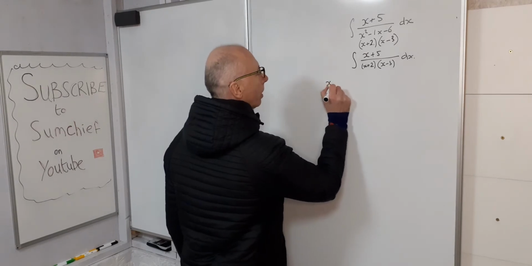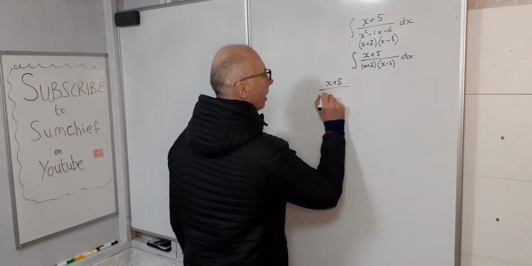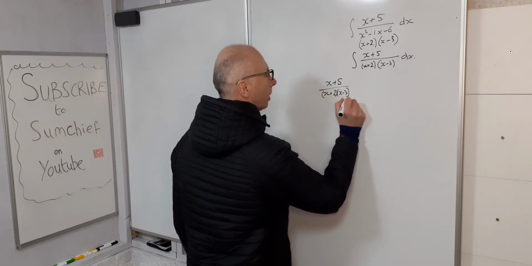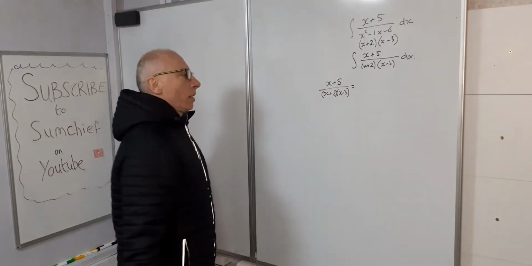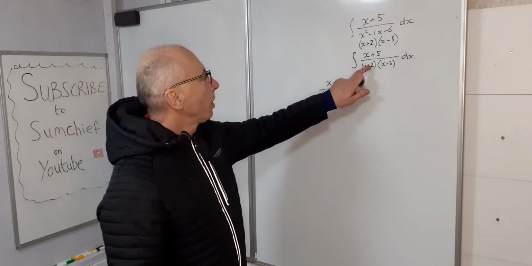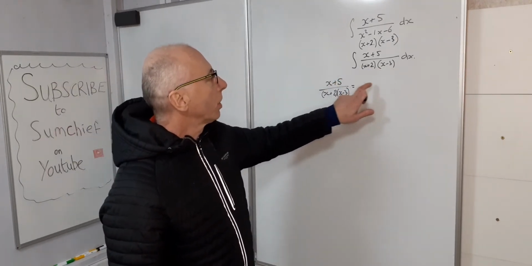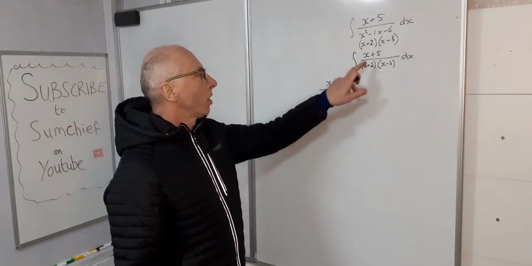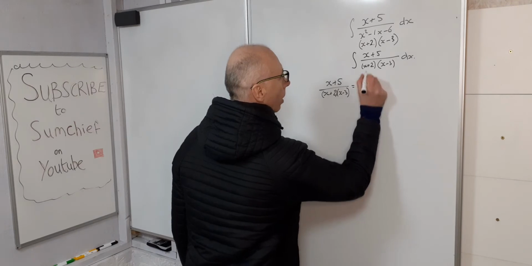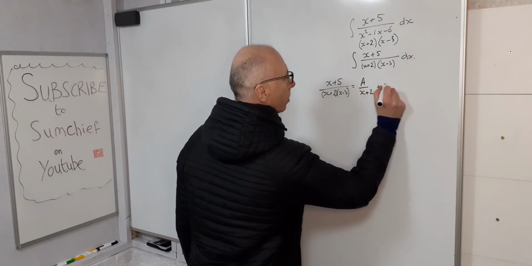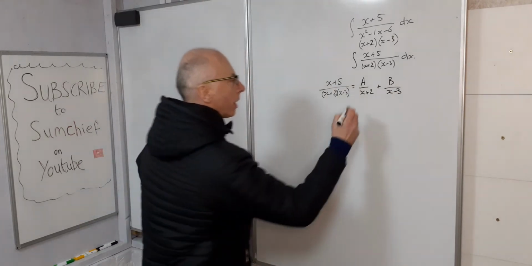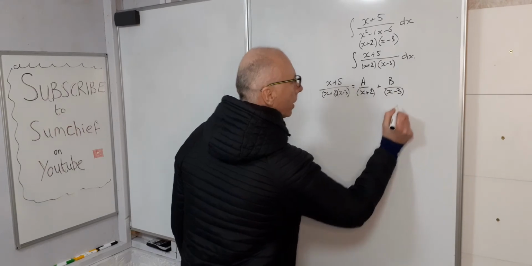X plus 5 over x plus 2, x minus 3 equals. So for decomposition, to decompose this into its partial fractions, we need to do this one and this one as two separate fractions with a numerator on the top with the variables a and b. So let's set this up. We've got a over x plus 2 plus b over x minus 3. Okay, let's just put brackets out of that just to keep it nice and tidy.